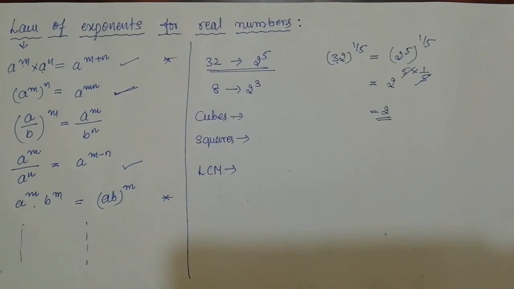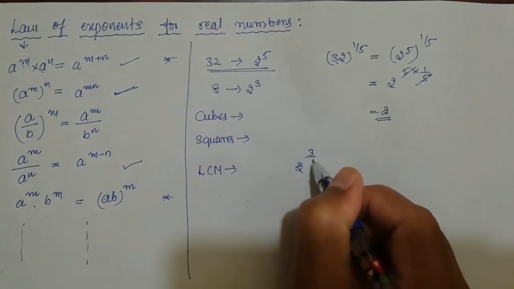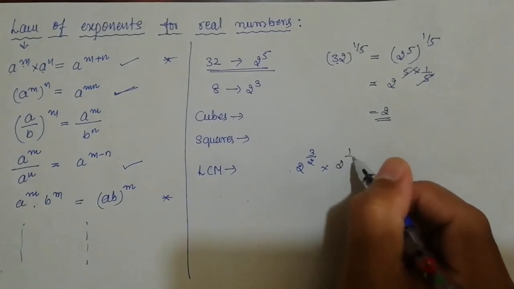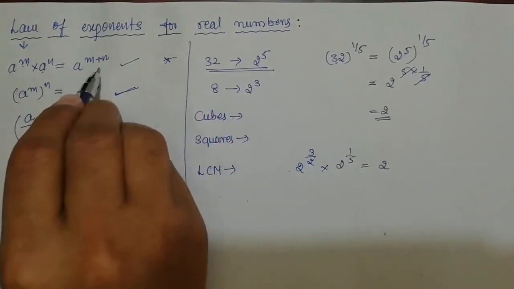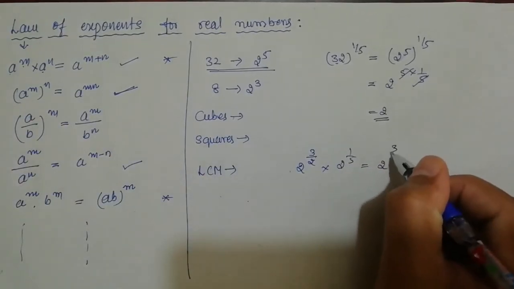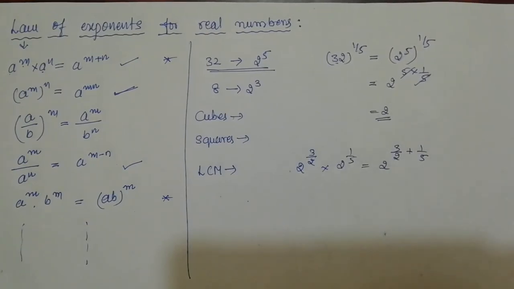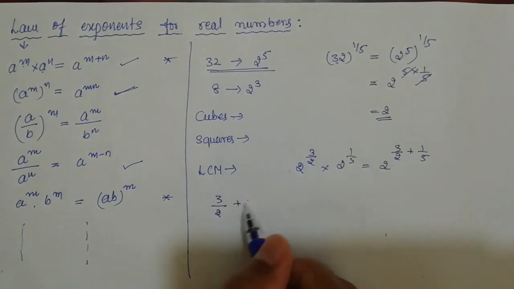Because in some questions, if I take an example of a question like this, 2 power 3 by 2 into 2 power 1 by 5. In this question you can apply the formula a power m into a power n, so you can write 3 by 2 plus 1 by 5. But 3 by 2 and 1 by 5 are fractional numbers. So how do you add 3 by 2 plus 1 by 5?